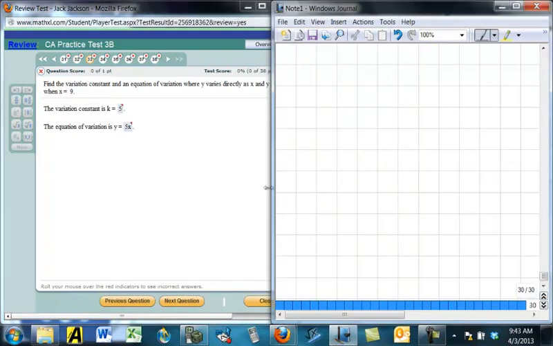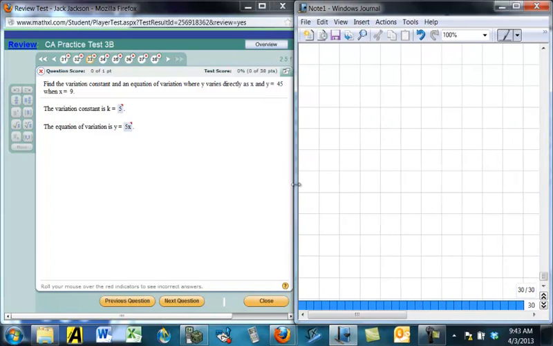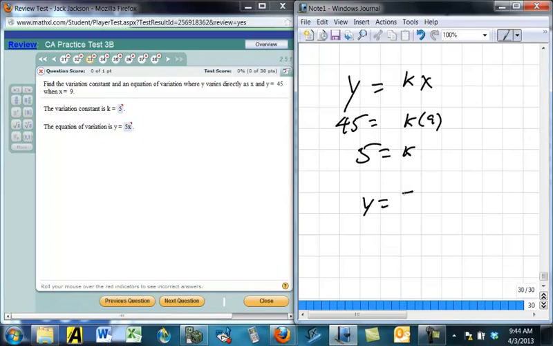Okay. Find the variation constant in the equation of variation. y varies, y equals k, directly as x, so that's times x. Or if they didn't even have to write the word directly, they could have just said y varies as x. And then they put an initial condition where y is 45 and x is 9. Divide both sides by 9, k is 5. So then the formula is y equals 5x.